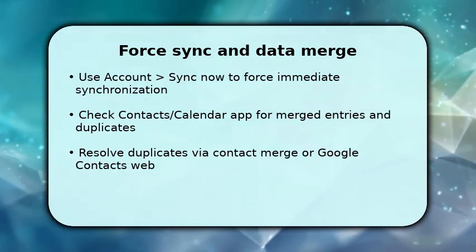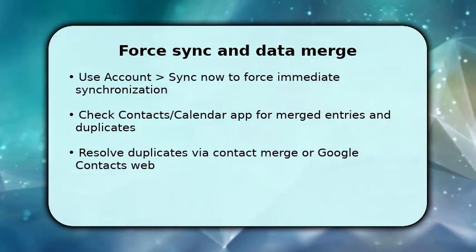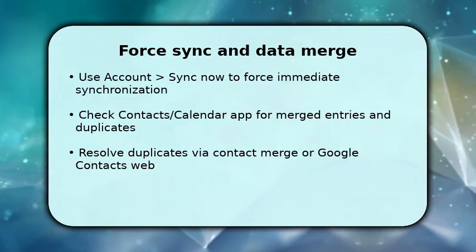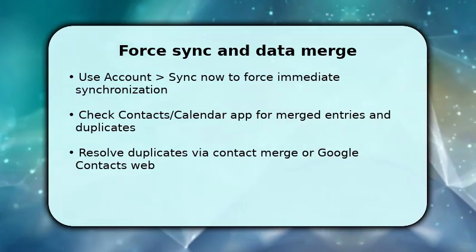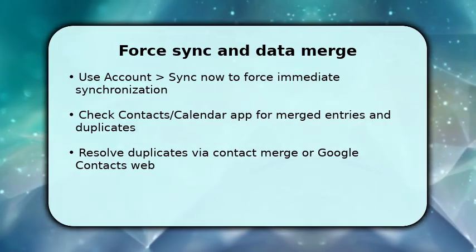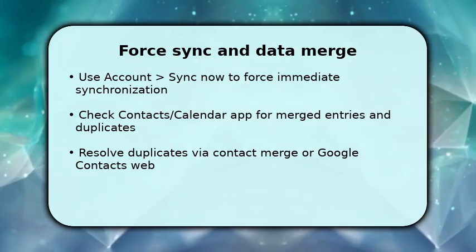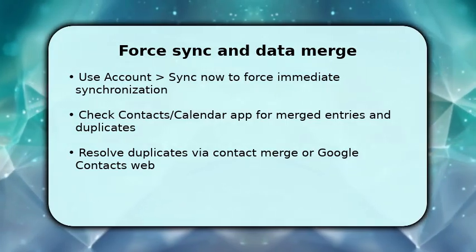Then open Contacts and Calendar to verify entries updated across devices. If you see duplicates, merge them in the Contacts app or via Google Contacts web. Merging prevents fragmented records. Make sure to wait a minute after forcing sync, because large contact lists or calendars take extra time to fully propagate.